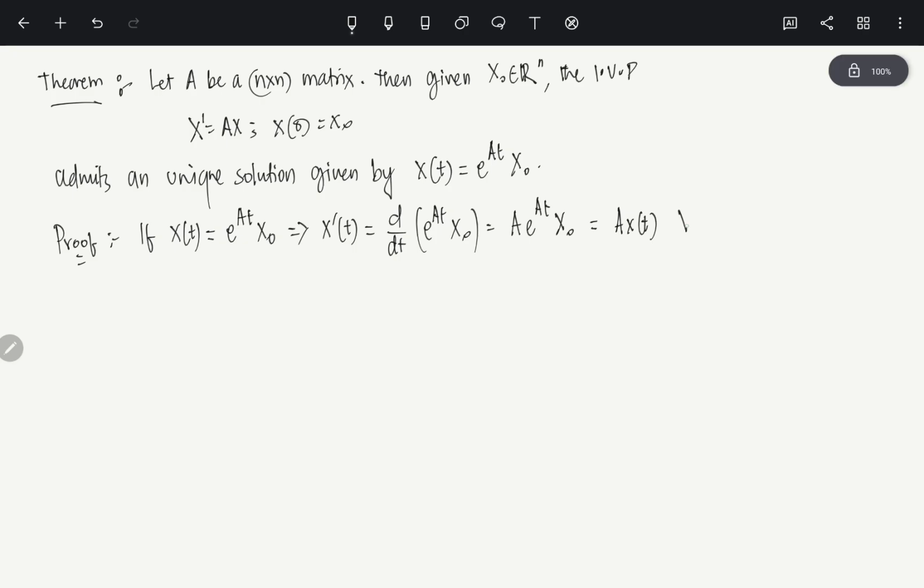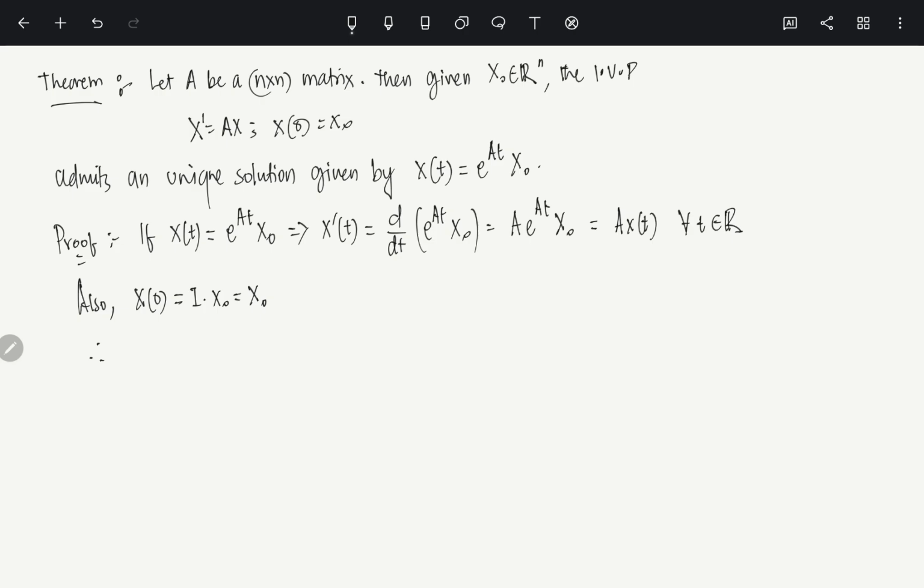So x(t) satisfies the equation for all t in R. Okay, so x(t) given by e to the power At times x naught satisfies the equation for all t in R. Also, x of 0 is nothing but identity times x naught, e to the power A0, which is identity times x naught, which is nothing but x naught, right? Okay, so what we showed is x(t) equals e to the power At x naught satisfies the equation. Now the thing is this: how do you show this is the only solution?